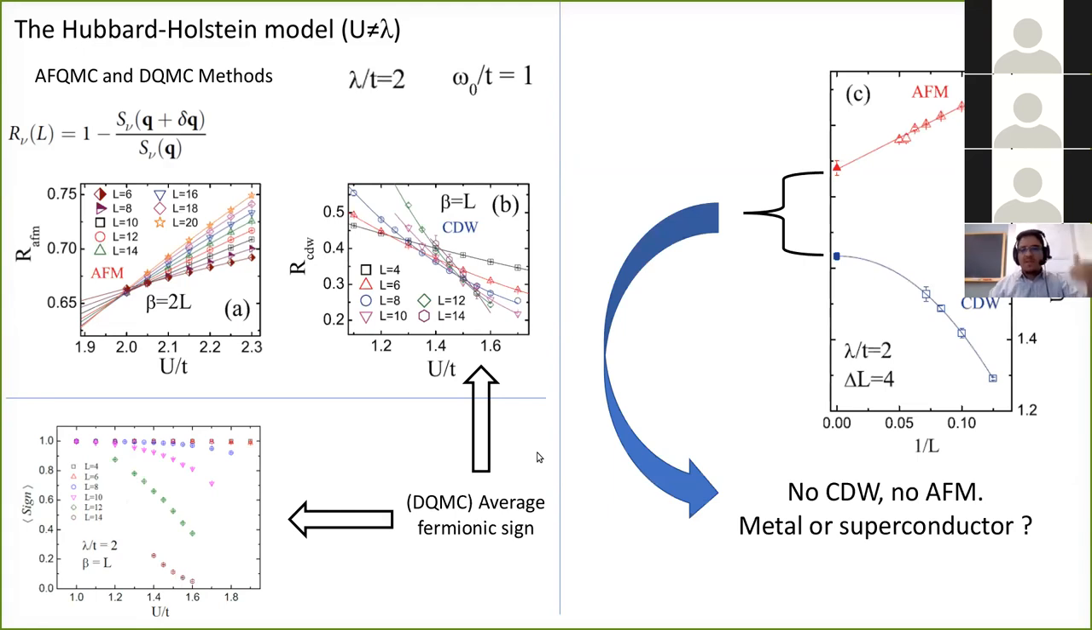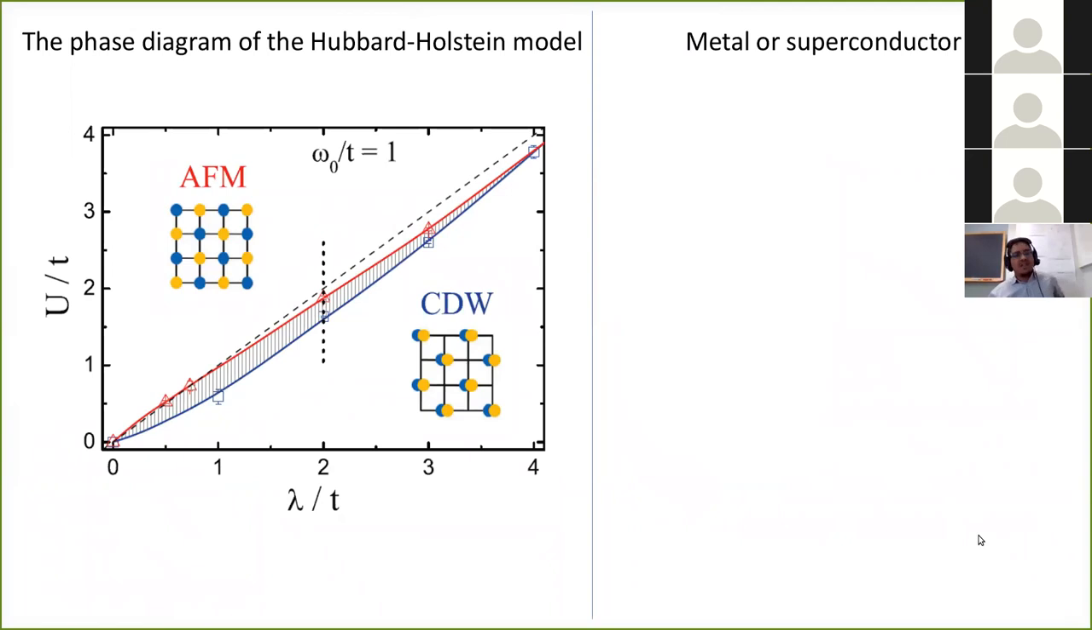And repeating the same analysis, for instance for lambda equal 2, we can see that we really have one region where we have neither antiferromagnetism nor CDW. So we really have a metal insulator transition that leads from CDW to metal, or from metal to antiferromagnetism. And we have this phase that is neither antiferromagnetic nor CDW. The point is, is it a metal or is it a superconductor? This is a problem as well that we have to discuss.